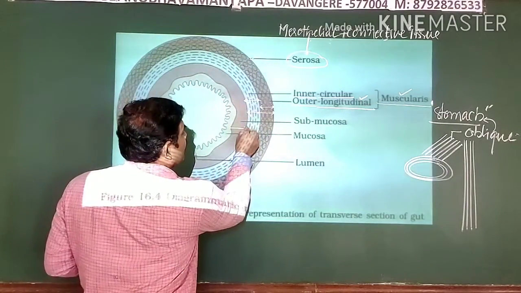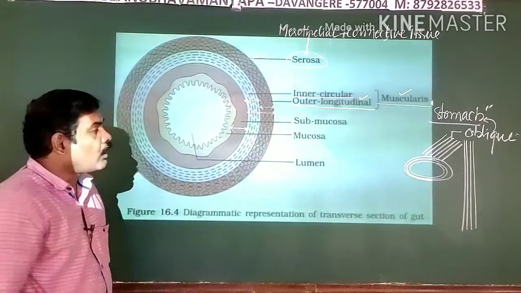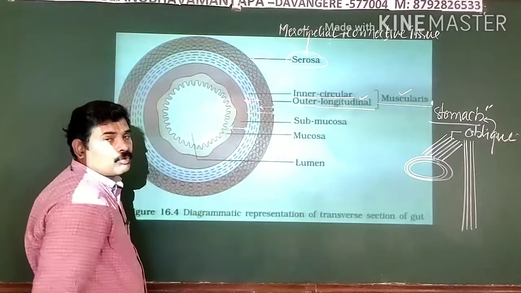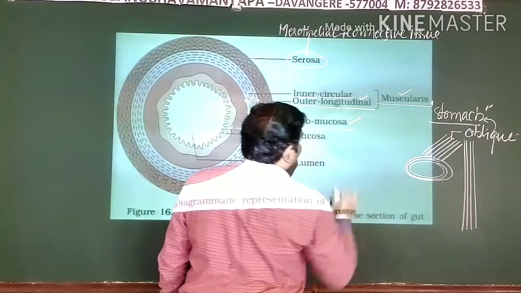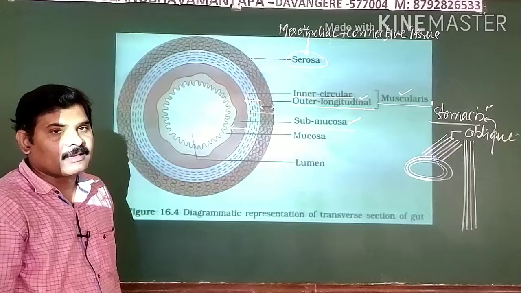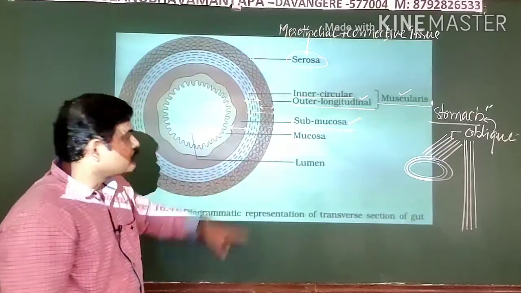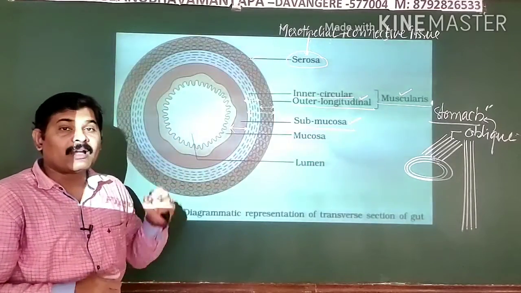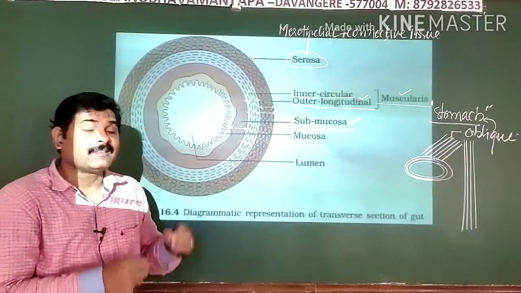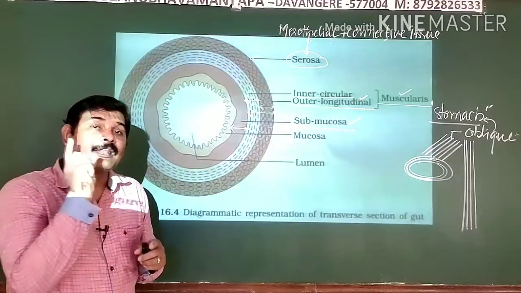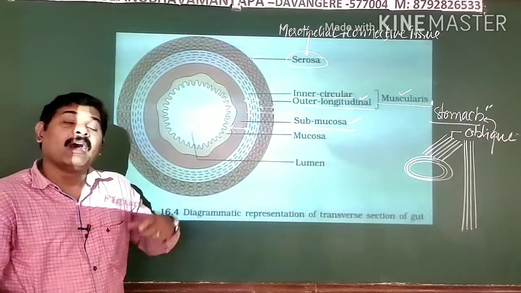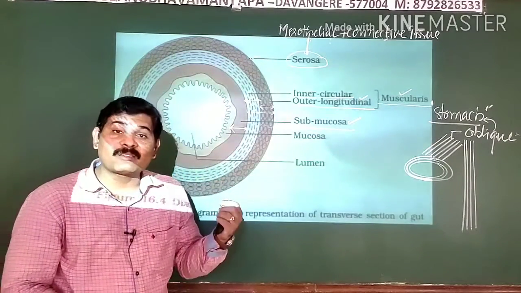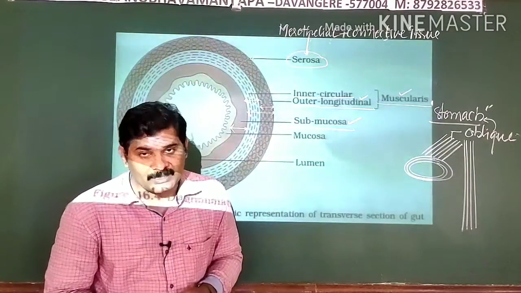Coming to the third one, which is present beneath the muscularis and above the mucosa, that layer you can see clearly in this area. This is what we call the submucosa. Since it is present underneath the mucosa, hence the name submucosa. Clear? This submucosa is made up of a certain kind of connective tissue, particularly a loose connective tissue, and this loose connective tissue has nerves, blood vessels as well as lymphatic vessels within it.